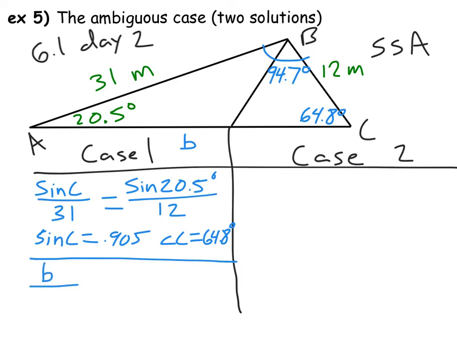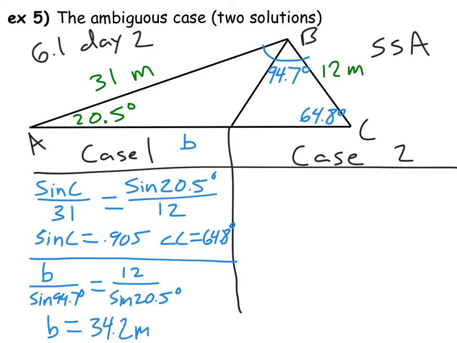So B over the sine of 94.7 degrees. And I'll go back and use that same pair. I'll have to switch it though, because I put the side lengths on top. 12 over the sine of 20.5. Multiply both sides by the sine of 94.7 degrees. And I get that B is about 34.2 meters.